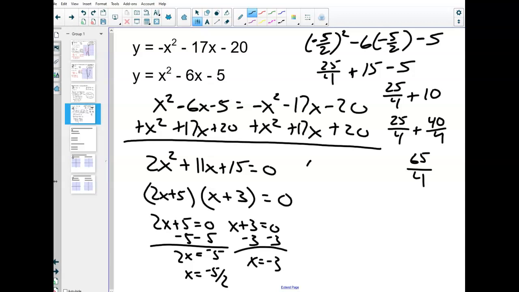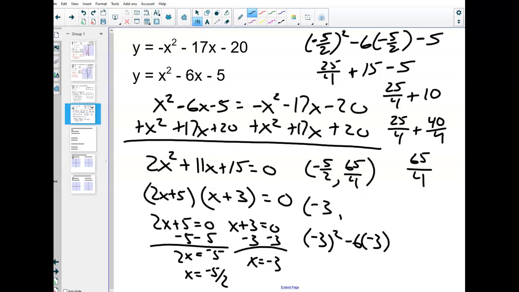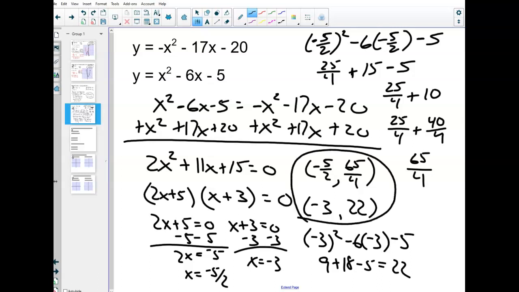Okay, so that one takes a little bit longer to work out, but let's not act like it's an impossibility. It's truly not. Obviously, the negative 3 will be a little easier to work out. Negative 3 squared minus 6 times negative 3 minus 5. And there we get 9 plus 18 minus 5 equals a 22. And there's our answer.